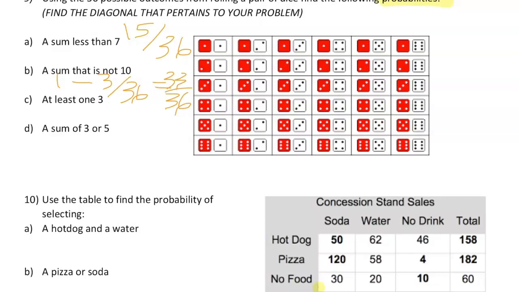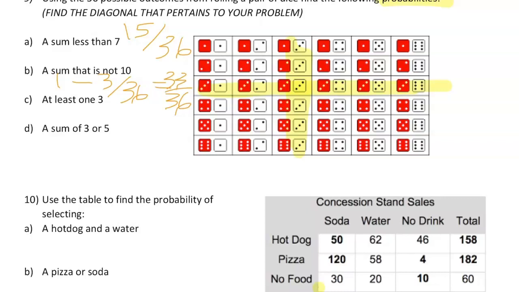Looking here, I'm going down this row. That is where the first die is a 3. Then this column is where the second die is a 3. So you're not going to do any double counting. So now figure out how much you have left.